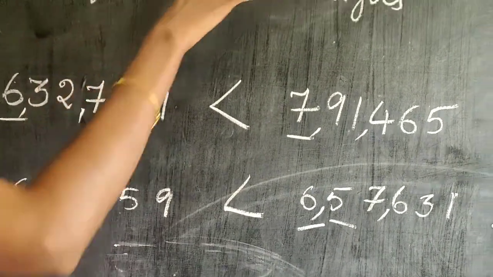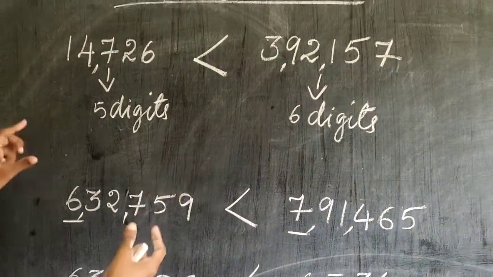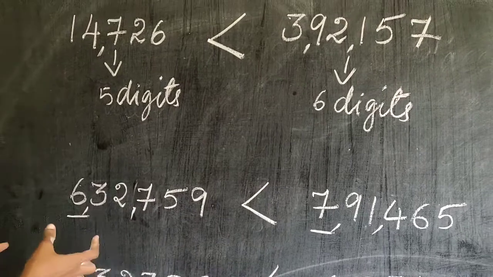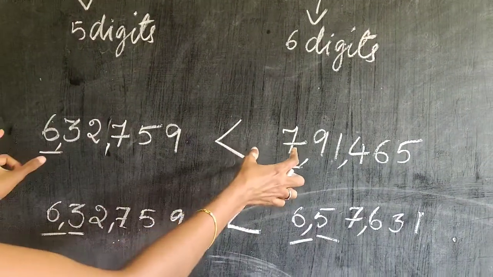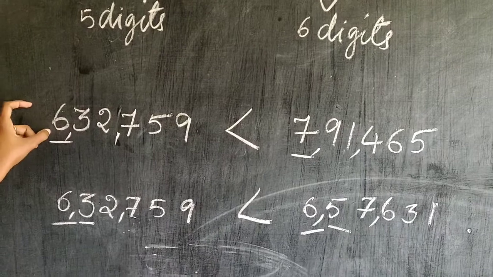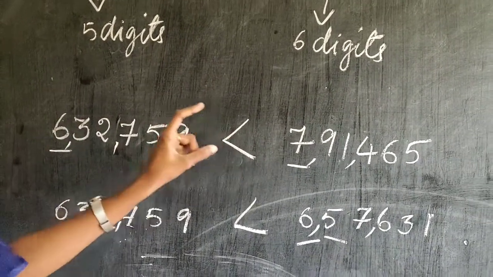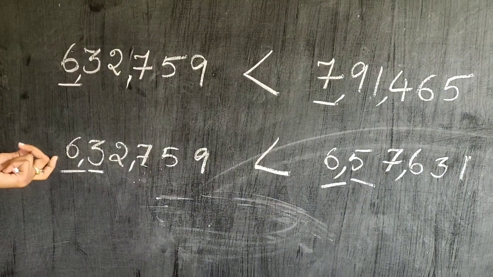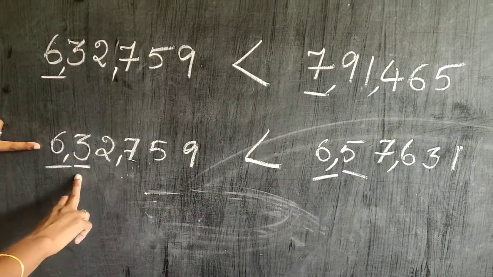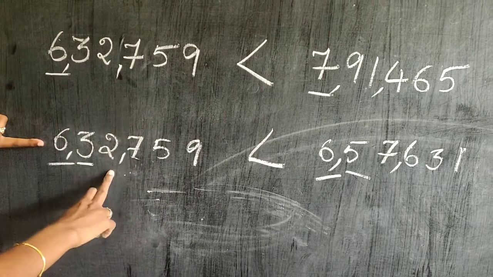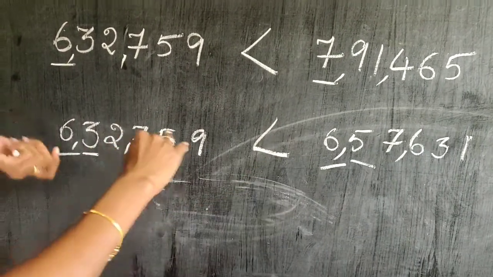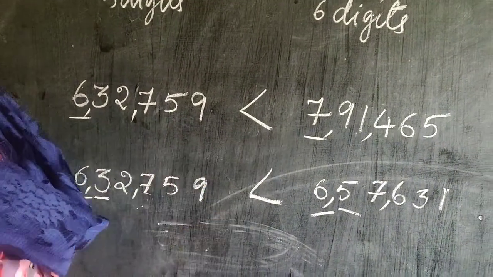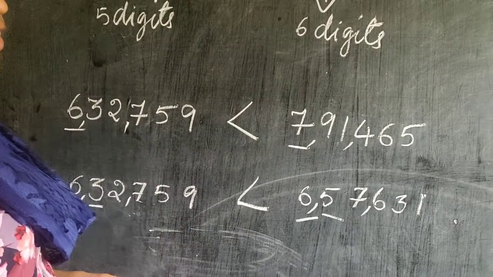First you count the number of digits. The one with the greater number of digits will be the bigger number. If both have the same number of digits, then you look at the first digit, in the greatest place. Whichever is bigger will be the bigger number. If the first one is the same, then you look at the second digit. If that is the same, then you look at the third digit. That way you have to compare and find the greater number. And in the same way, if you compare the numbers, you can arrange them in ascending order and descending order.